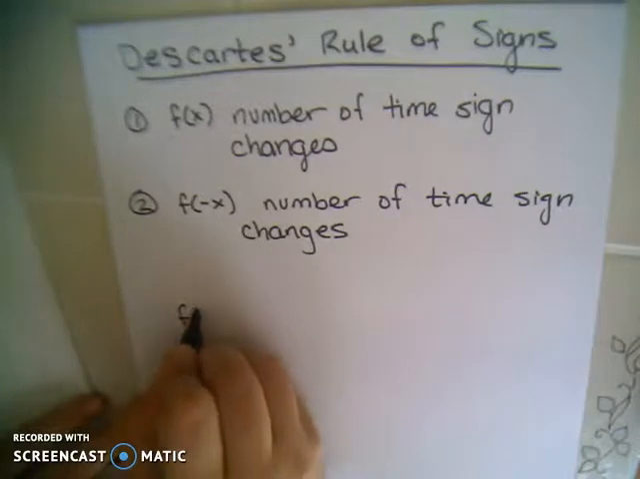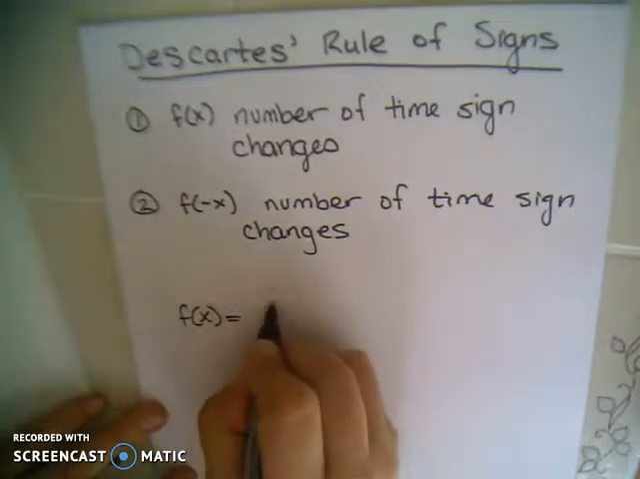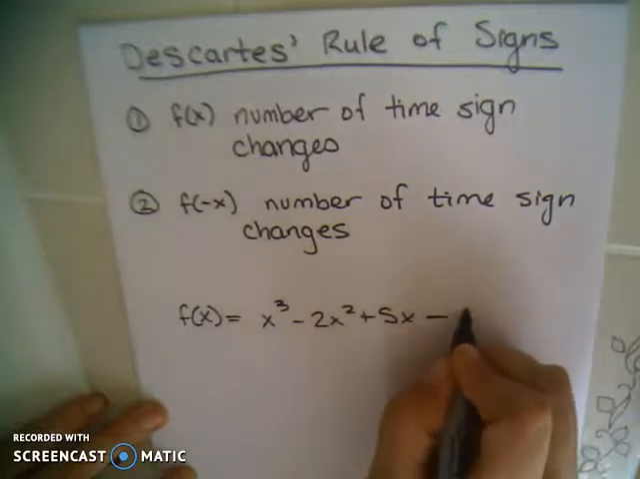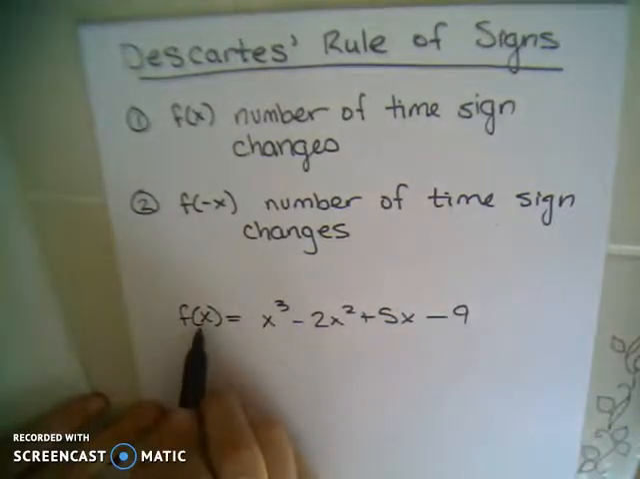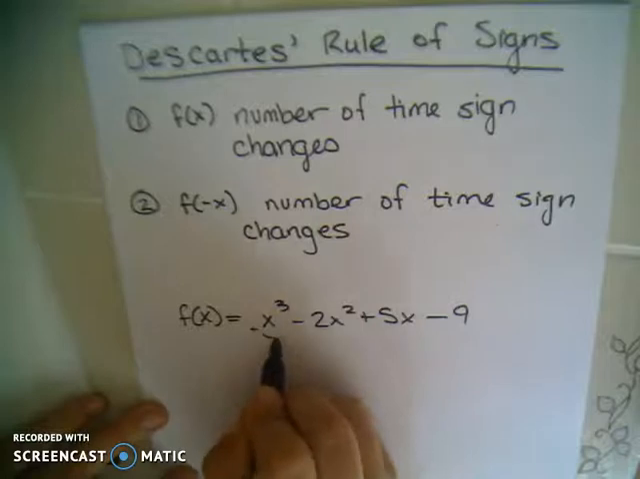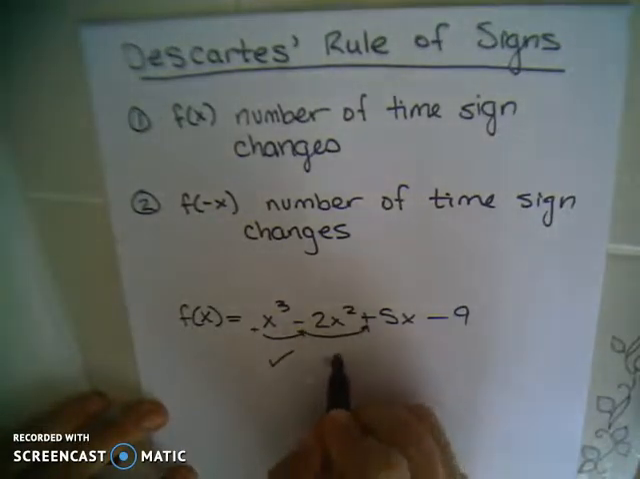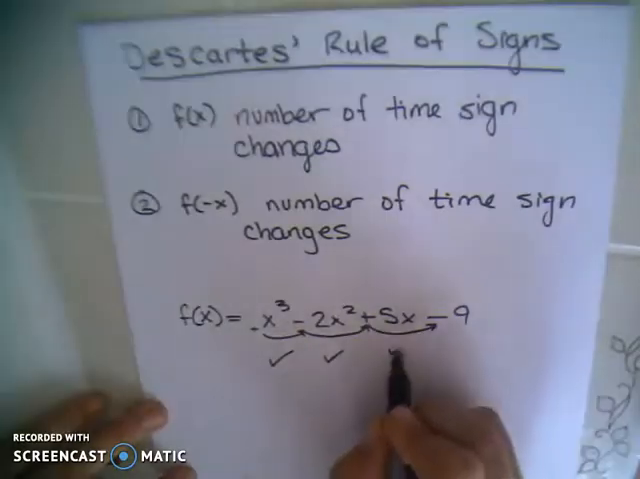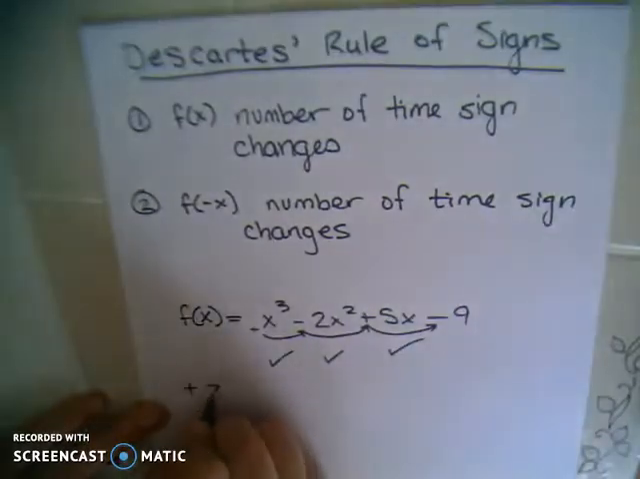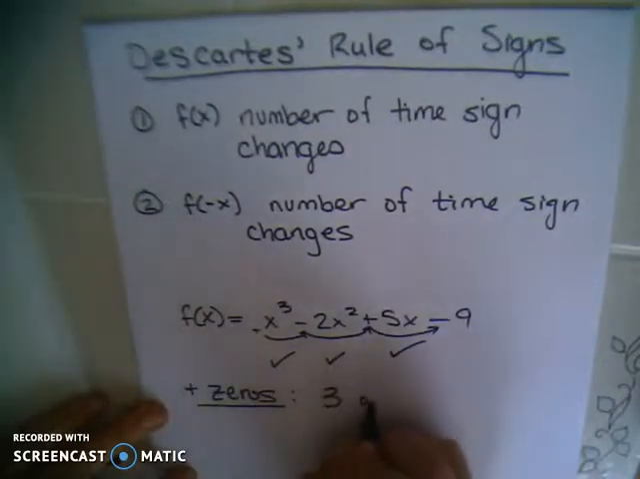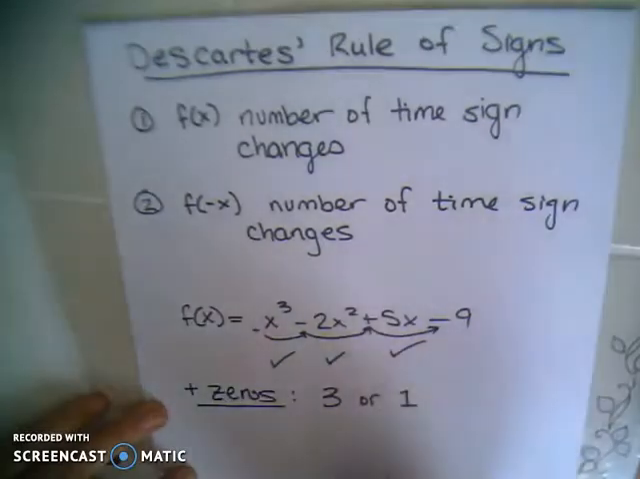So really quickly, I'm going to do a short one. x cubed minus 2x squared plus 5x minus 9. So when I look at my f of x, I have positive, negative. That's going to get counted. That's a sign change. Negative to positive, that counts. Positive to negative, that counts. So for the positive zeros, I can have either 3 or 1. You can subtract 2's.